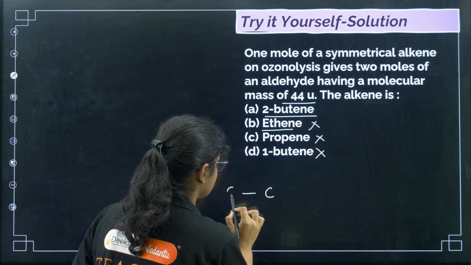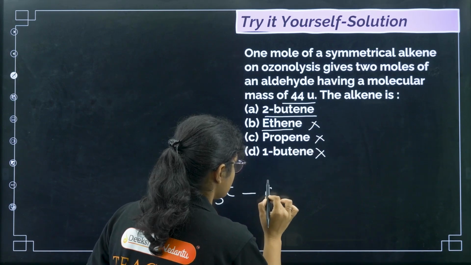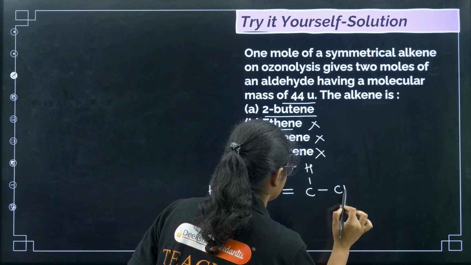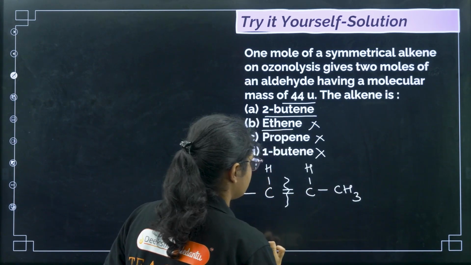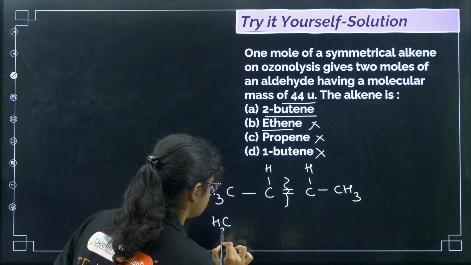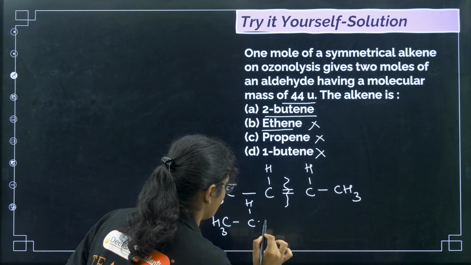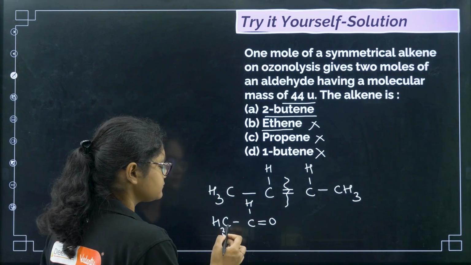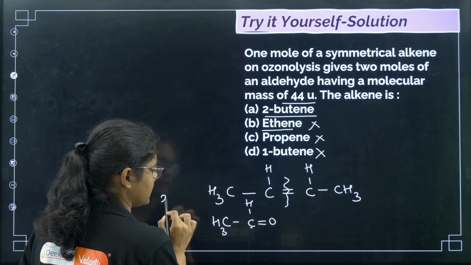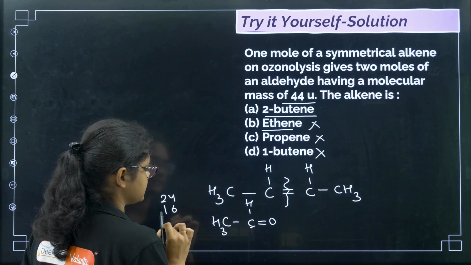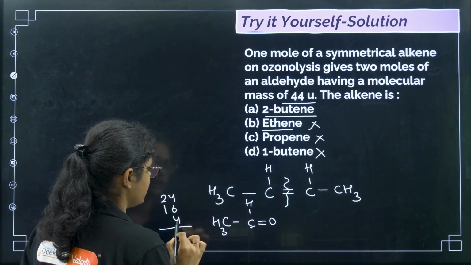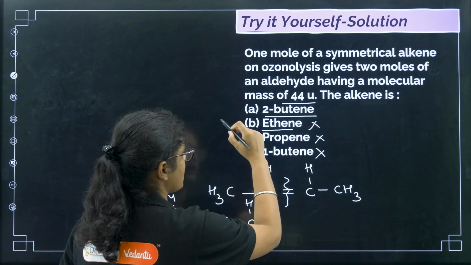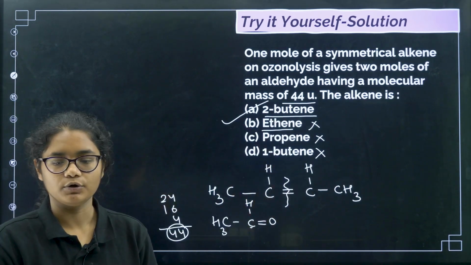If you remember, the butene structure is like this: CH3, CH, double bond, CH, CH3. So here there will be breaking of the bond and we will get CH3CHO, 2 molecules of this. Now if you see the mass here, we have carbon 12 twos are 24, then we have 1 oxygen that is 16, and we have 4 hydrogens, right? So I'll have mass 24 plus 16 plus 4, that is 44 gram. So the correct answer for this question will be but-2-ene.